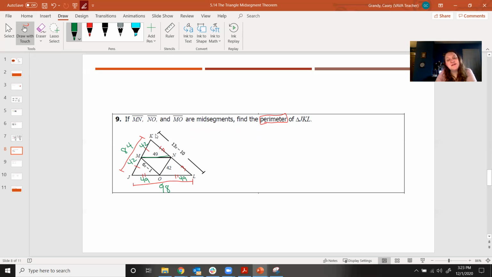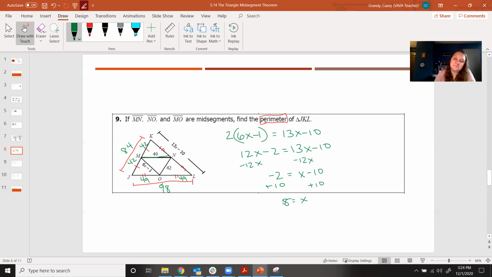Now over here I see that 13x is the length of KL and MO is 6x minus 1. So we're going to say that that midsegment, 2 of them, is equal to the side that it's parallel to. Distribute the 2. Subtract 12x from both sides. And let's add a 10 to both sides. So now x equals 8.